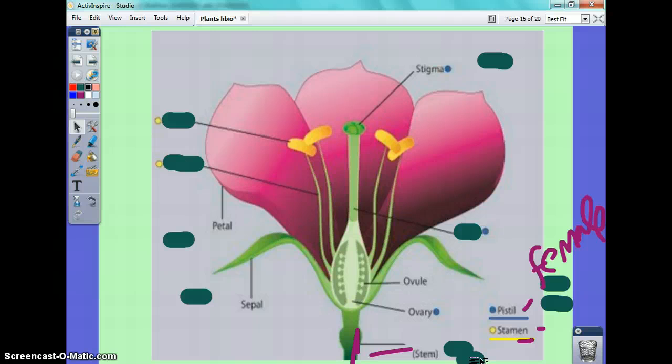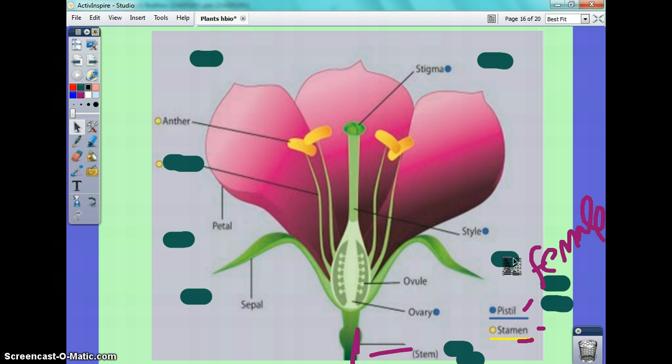Pollen. Good, pollen. Where do they produce it? On the top. What structure? It's the anther. Okay? The anther produces the pollen. The pollen flies over to the stigma, which is sticky, so it attracts the pollen. And then the pollen will travel down the style and into the ovary and fertilize the egg.